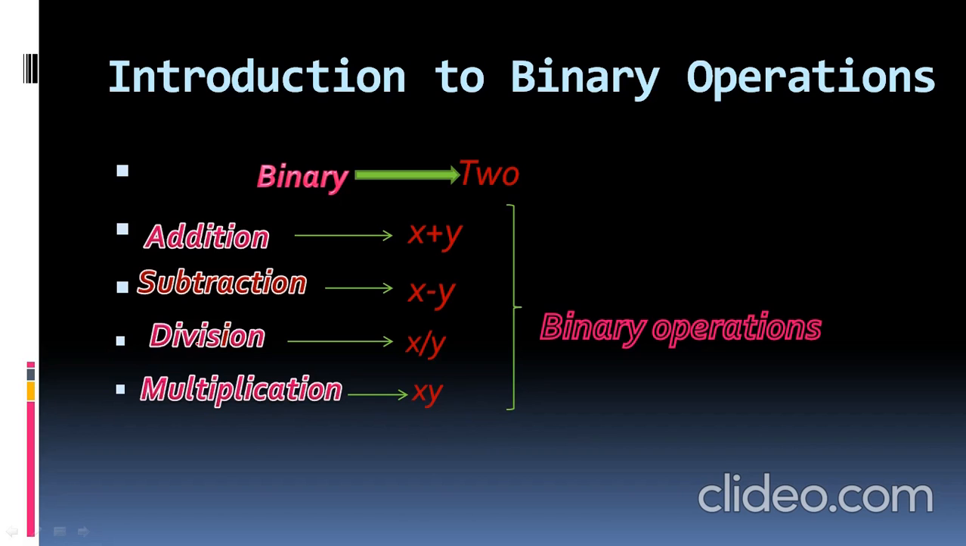Then again, division, we can apply division on two numbers and get the result as a single number. And then multiplication, we can multiply two numbers and get the result as a single number. So all these operations, we can say these are binary operations.